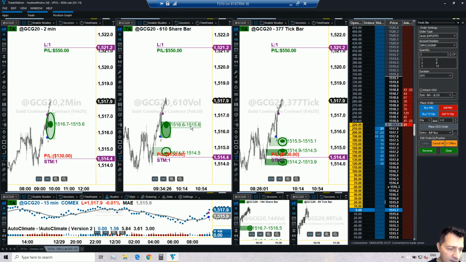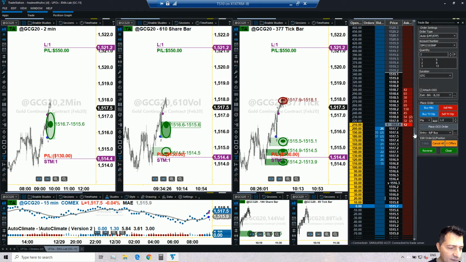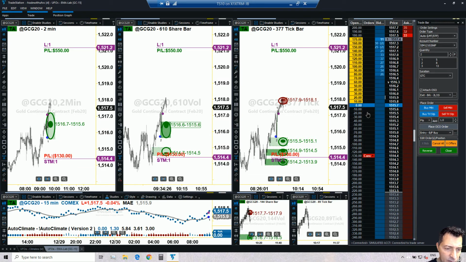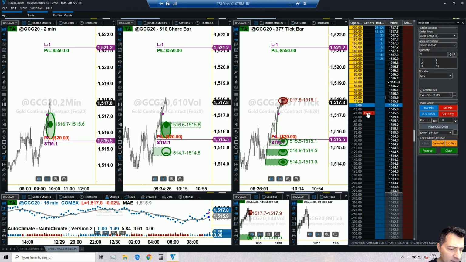15, 5 would be the location for the UFO in my case. Okay, so I'm gonna move my stop to 15, 5. So here's my stop. 15, 5 would be right there. Okay, so that would be the new location for my stop, because those UFOs form after I got filled. So nice one.